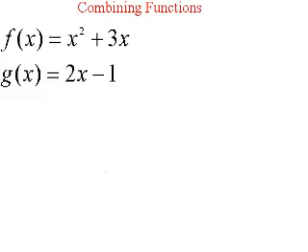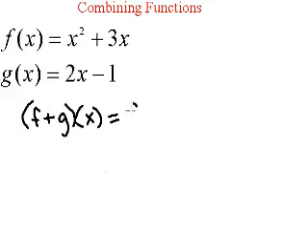Next, we'll talk about combining two functions. Here we have f of x equal x squared plus 3x and g of x equal 2x minus 1. The first thing we're going to do is add these together. And the symbol for this looks like (f plus g)(x).